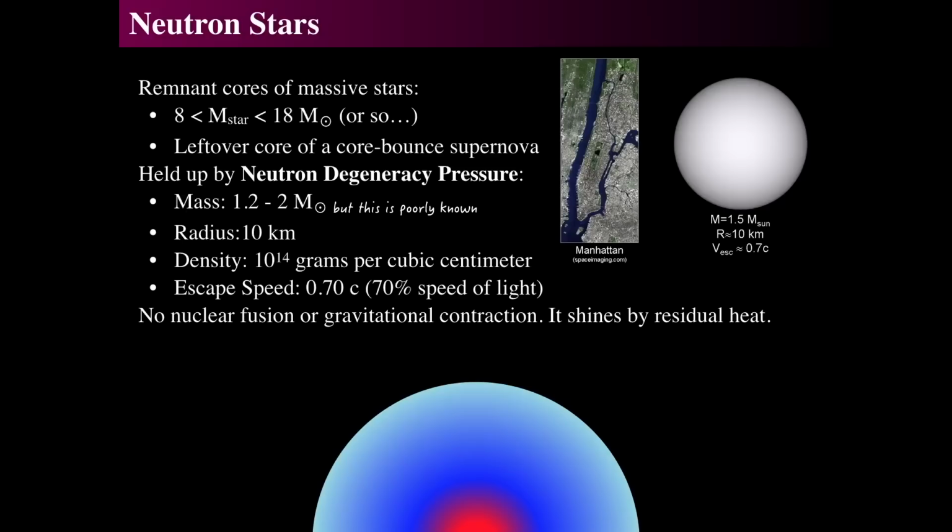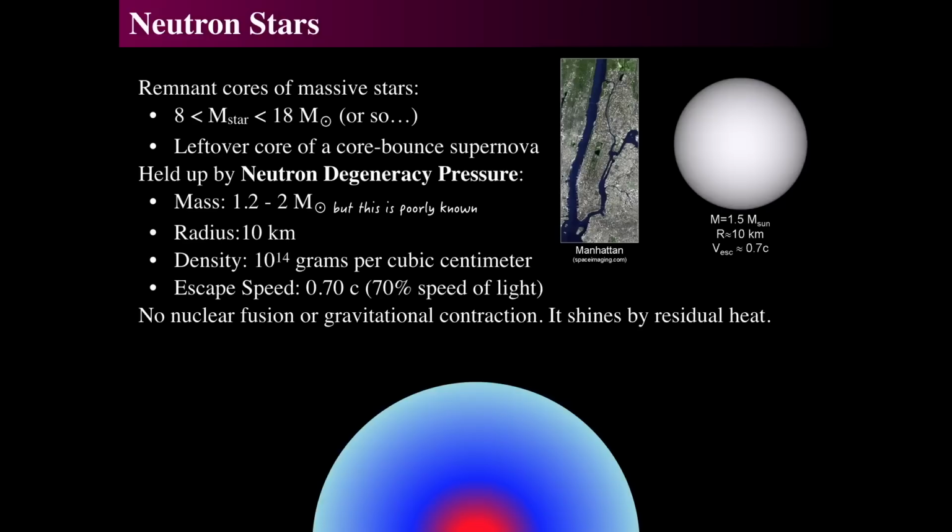What's left of a stellar core from a star that originally was between 8 and 18 solar masses, the remnant is between 1.2 and about 2 solar masses, but it's really not well known. The radius is about 10 kilometers, which is very small, and the density is enormous, about 10 to the 14th grams per cubic centimeter, which is gargantuan. Funny thing is that something that massive, 2 solar masses compressed down to 10 kilometers, the escape speed is really big, about 70% the speed of light, and it has amazing results.